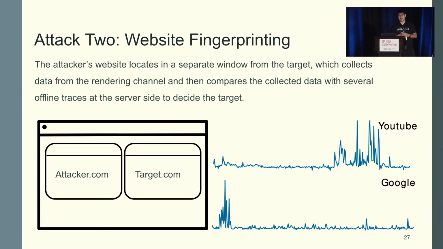Thus, we design the website fingerprinting attack. We have 2 web pages. Our attack web page has a stable rendering task, and we also have a target website whose appearance we try to infer. The right part is an example with YouTube and Google. We can find their rendering patterns are totally different.